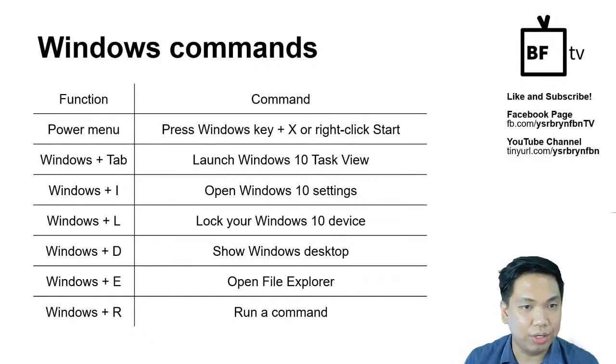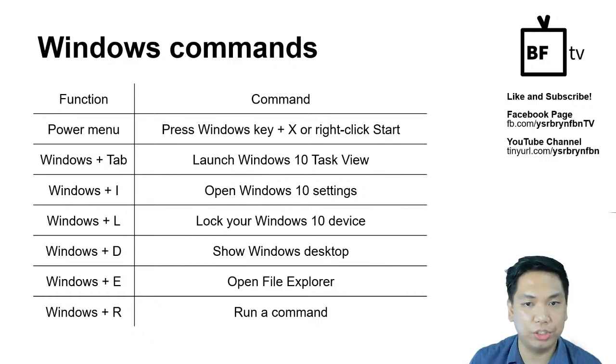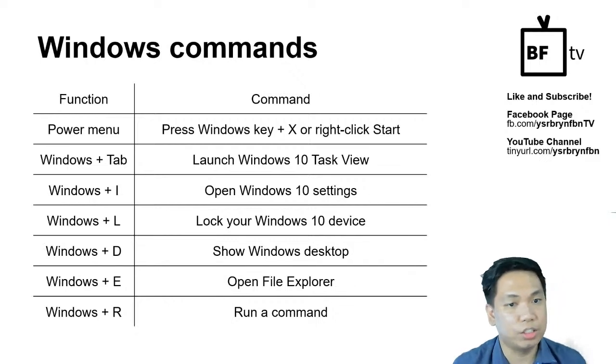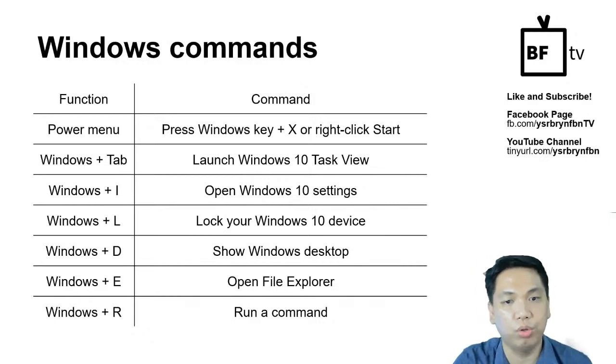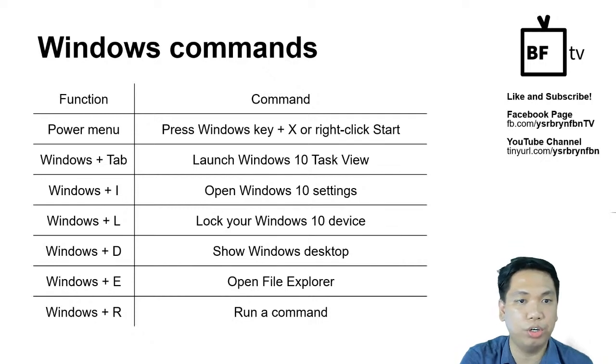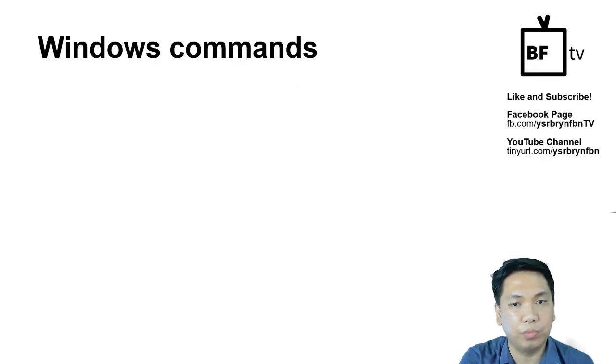I don't want to waste your time reading this one by one, but I think the most essential ones are the task menu, the power menu, and show the desktop. If you don't want to click using your mouse, you could type Windows D to show the Windows desktop, Windows E for File Explorer, and Windows R for the run command, for those who are engaged in computers and programming.